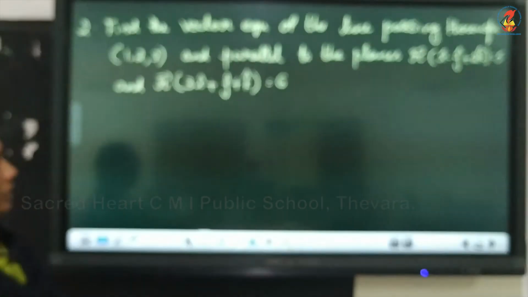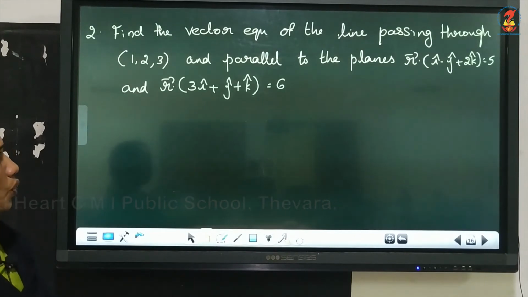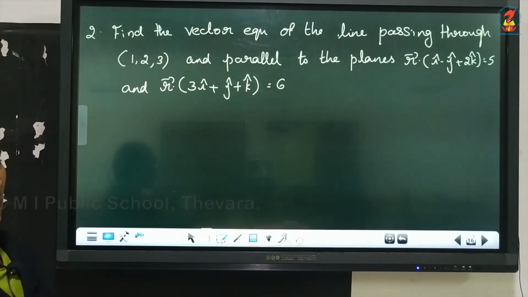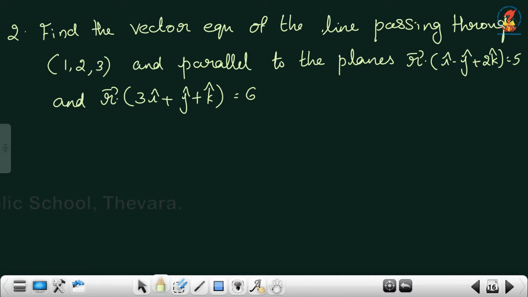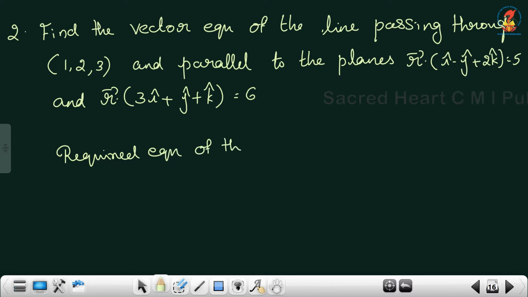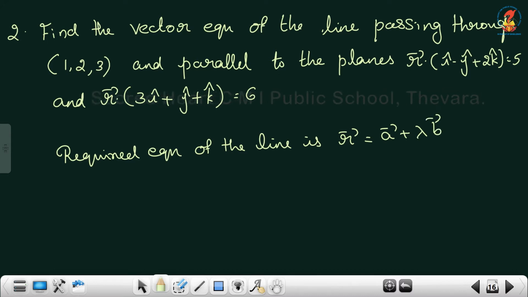The next one: find the vector equation of the line passing through a single point and parallel to the planes. Two planes are given. So we have to write the vector equation of the line passing through a single point. So what is the required equation of the line? Required equation of the line is vector r is equal to vector a plus lambda vector b. A means the line passing through the point, its position vector, and b vector is the parallel vector.